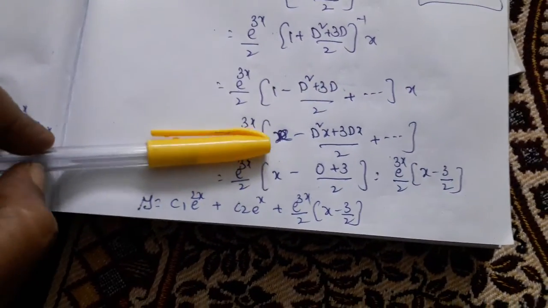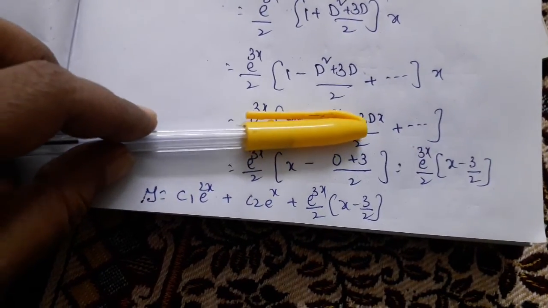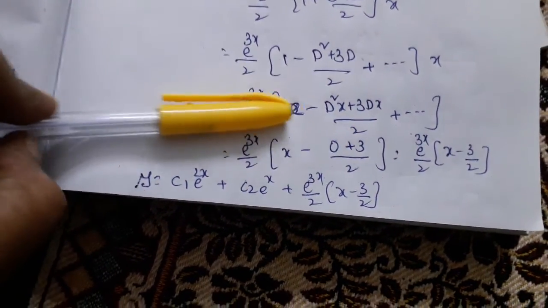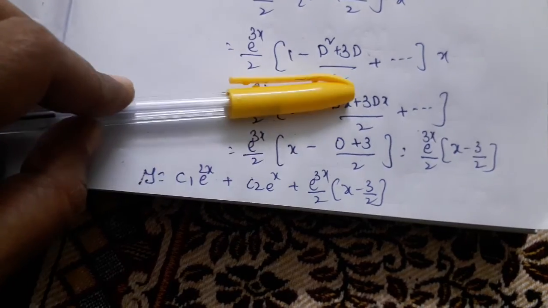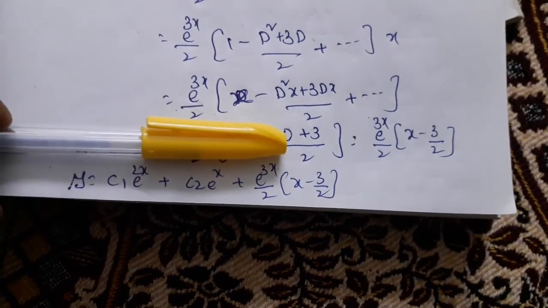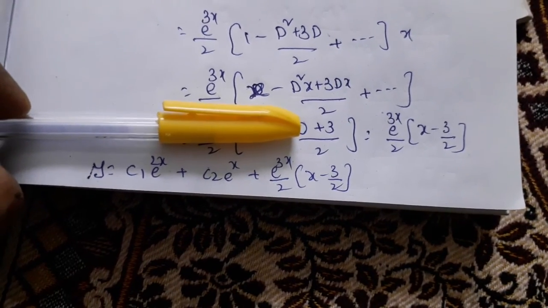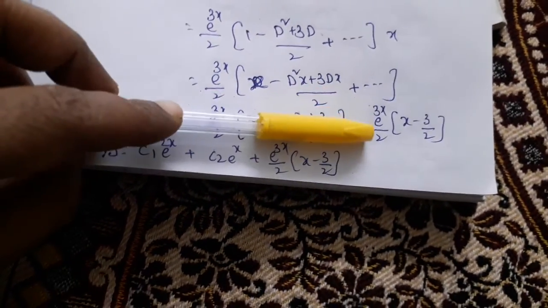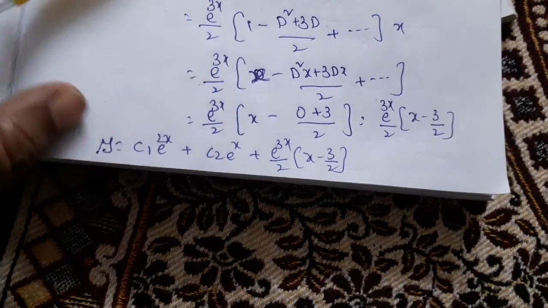Multiply x inside. X minus d square x plus 3 into dx by 2. X minus d square of x is 0. 3 into d of x is 1. So 3 by 2. So e power 3x into e power 3x by 2 into x minus 3 by 2. So this is yp. y is equal to yc plus yp.